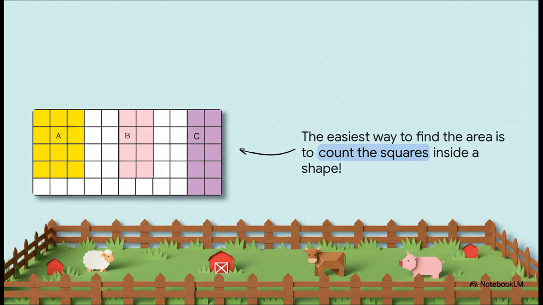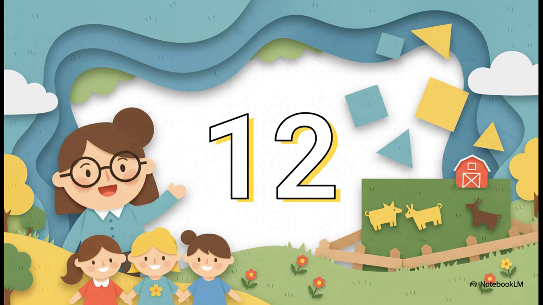Well, the easiest way to start is just by counting squares. Let's all focus on rectangle A. See all the little boxes inside? Each one is a square unit. Can you quickly count how many squares are inside that rectangle? Go on, I'll give you a second. You got it, it's 12. So the area of rectangle A is 12 square units. Well done, my brilliant students.